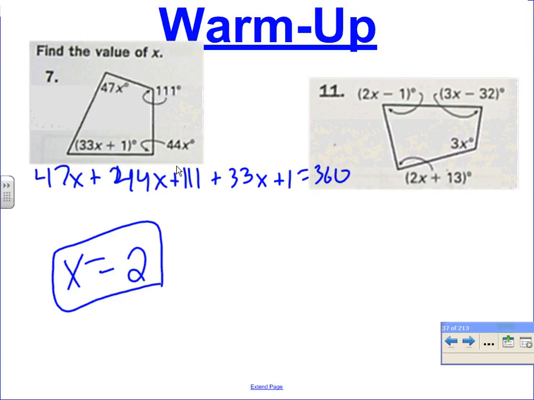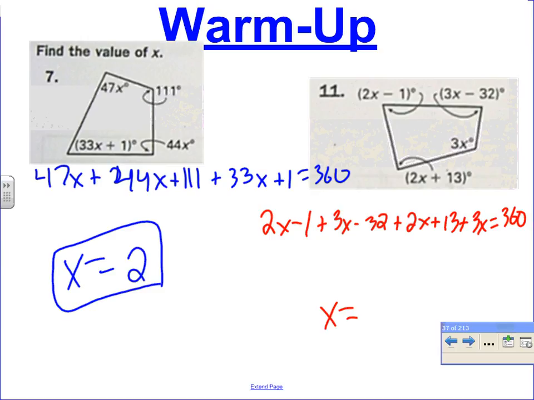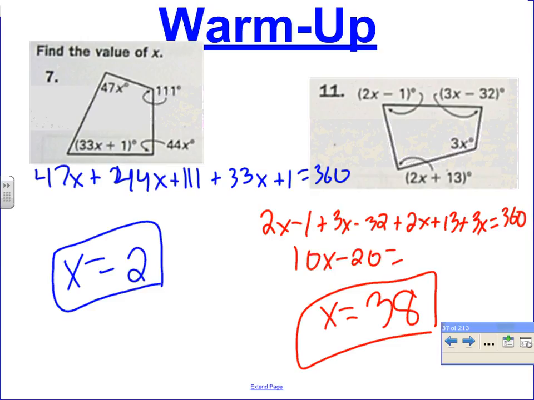Okay, number 11, the very first step of this one is take 2x minus 1 plus 3x minus 32 plus 2x plus 13 plus 3x, all equal to 360. Josh, what did you get for this one? Say that again? Nope. Off a little. Camille? Good. You should get x is 38 on this one. After you combine like terms, maybe some of you guys combine like terms wrong, you get 10x minus 20 equals 360. And then add 20 to both sides, you get 10x equals 380. Divide by 10, you get 38.